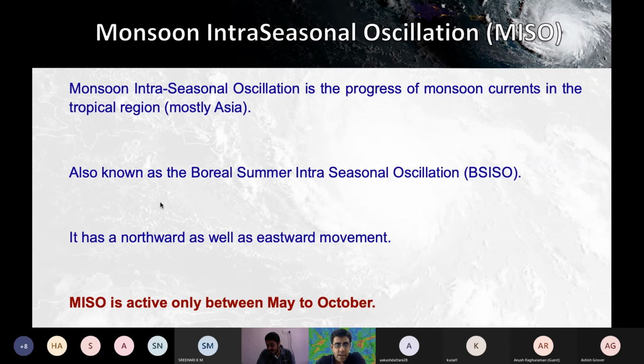I have a slide on that. We have a separate session on cyclones. During that time, I'll explain the northward movement as well.